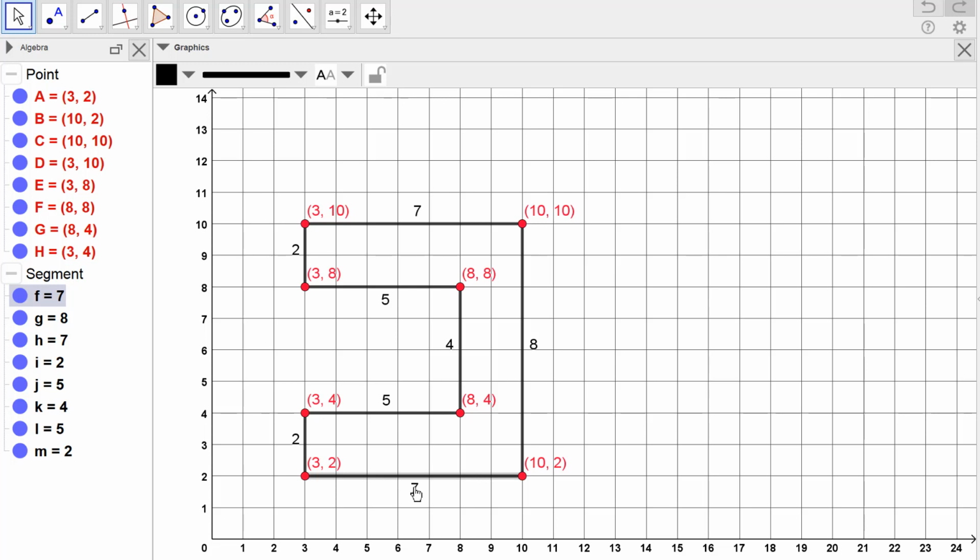Okay, so you would have easily been able to read off your perimeter. Remember, pick a place to start. We started here and it was 7 plus 8 plus 7 plus 2 plus 5 plus 4 plus 5 plus 2 equaled 40 centimeters. So that was your perimeter.